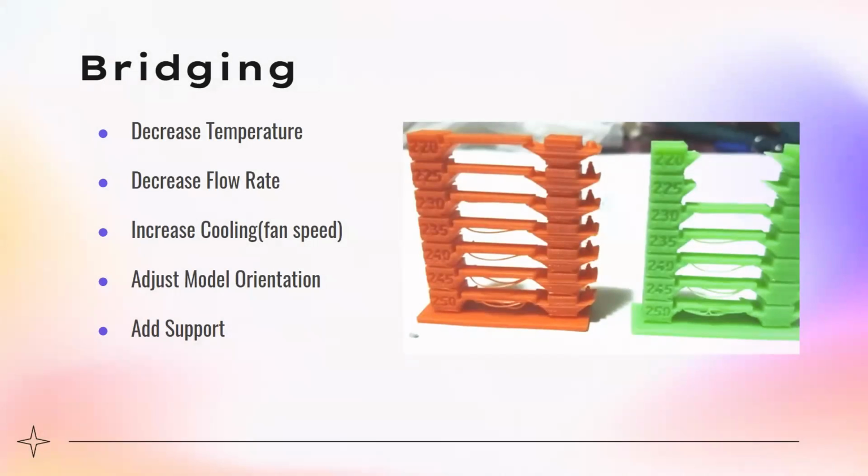When you do want to do an overhang or bridging, we have some tips for you. First, decrease the printing temperature. As the right diagram shows, when you print at a lower temperature, your prints are less likely to fail. You can also decrease the flow rate, increase cooling, meaning increase the fan speed, or place something cool next to the printer.